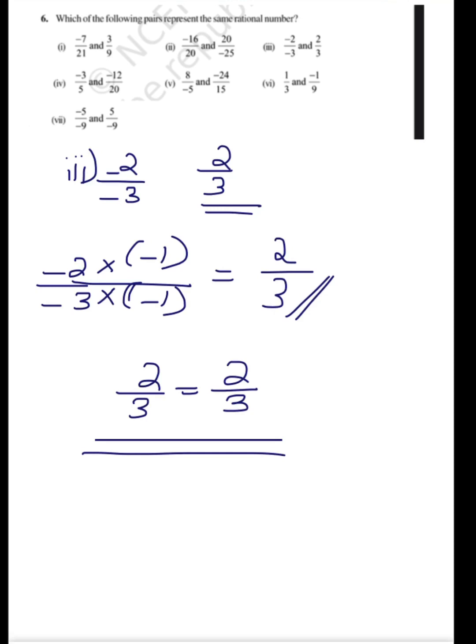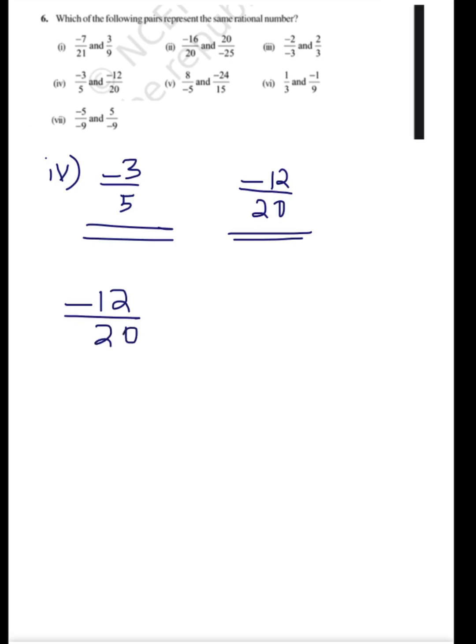Now let's see the fourth one. Fourth question is minus 3 by 5 and minus 12 by 20. Okay. So minus 3 by 5 means it's actually in its standard form itself. So now let's convert minus 12 by 20. Minus 12 by 20 means what? What is the highest common factor of 12 and 20? HCF of 12 and 20. You know that HCF of 12 and 20 is 4. Okay. So let's divide both sides using 4.